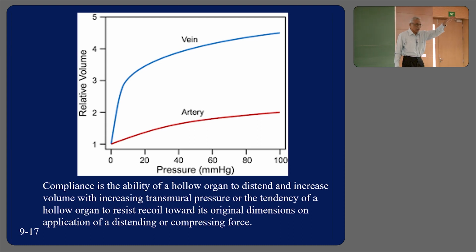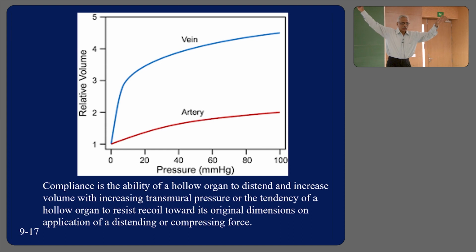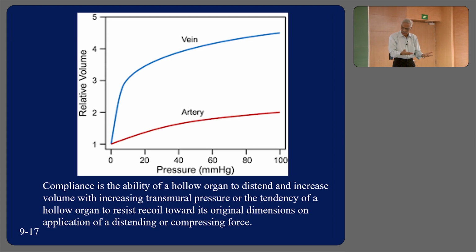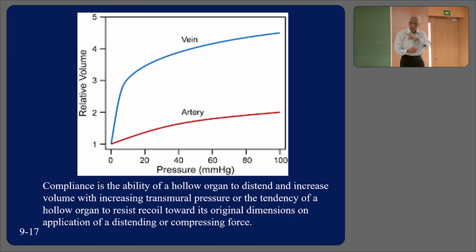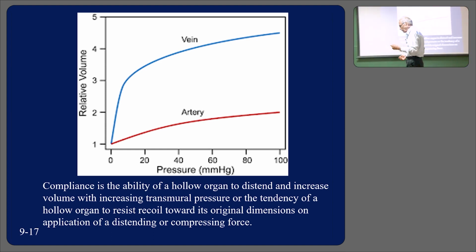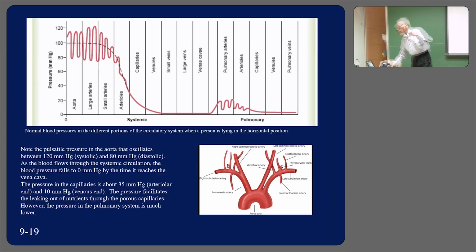If I repeat the experiment using a vein, the volume almost goes to 4. So who has more compliance? The vein has far more compliance, because the walls are thin. This correlates with the point that at any given moment the venous system has about 60 to 70% of the blood, whereas the arterial system has only about 14%, so much less under high pressure.